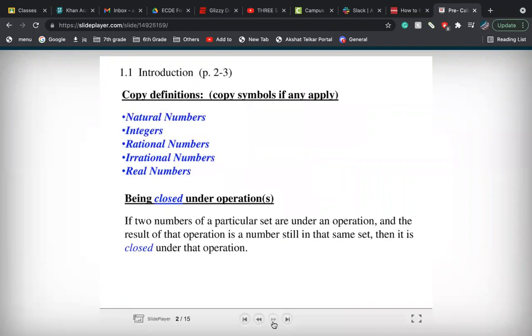So firstly, I'd like everyone to take out a notebook so they can copy down these definitions and symbols, if any apply. The first 5 main topics we'll be discovering are natural numbers, integers, rational numbers, irrational numbers, and real numbers. I'll be going over the definition as we go through the slides, and I hope you guys have notes so you can take it down.